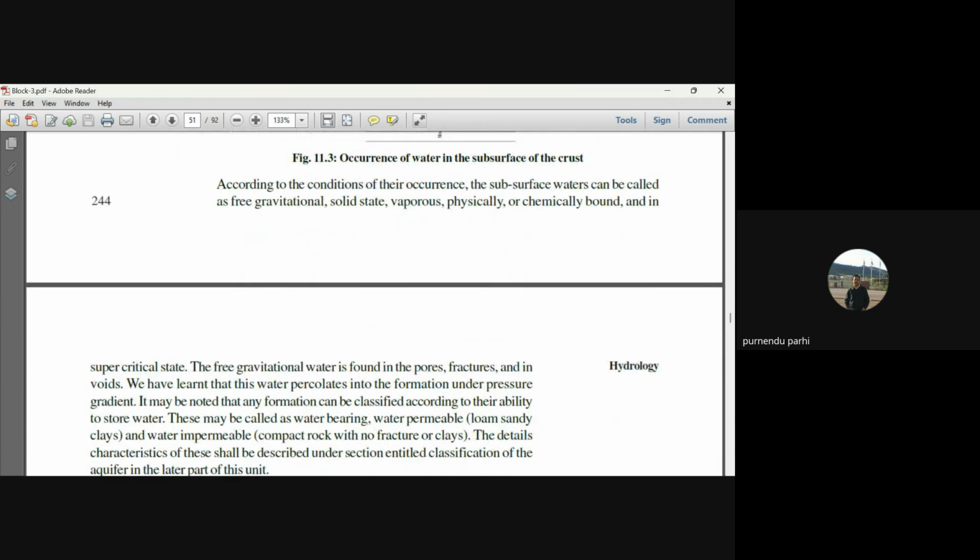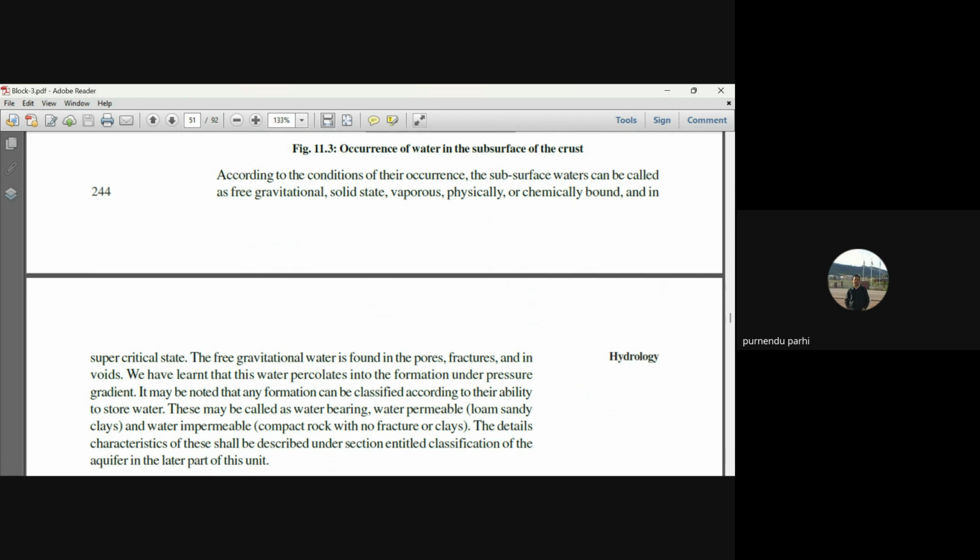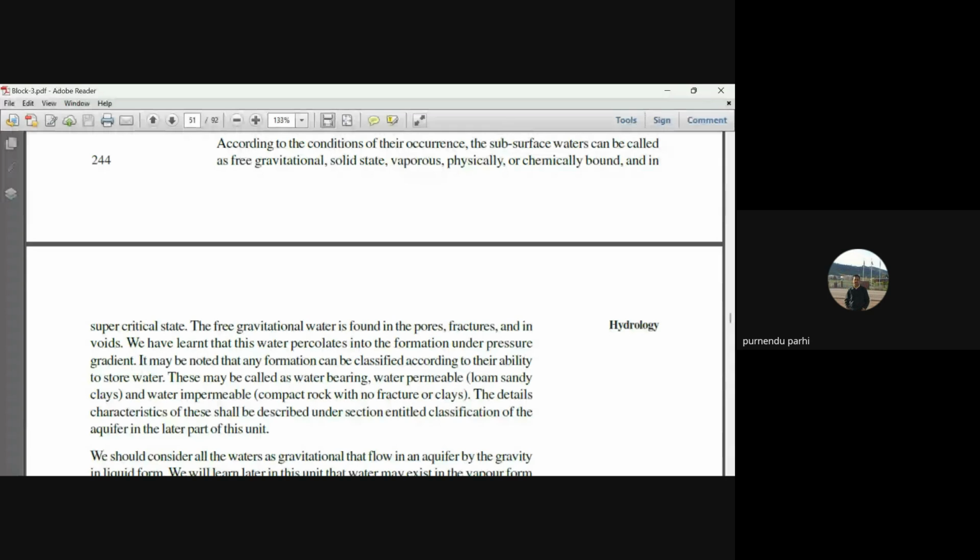According to the condition of their occurrence, the subsurface water can be called free gravitational, solid state, vapor, physically or chemically bound, and in supercritical state. The free gravitational water is found in the pores, fractures, and in voids. We have learned that this water percolates into the formation under the pressure gradient. It may be noted that any formation can be classified according to the ability to store water. These may be called water bearing, water permeable, and water impermeable.